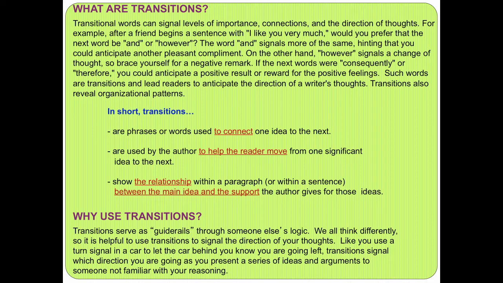Why use transitions? Transitions serve as guide rails through someone else's logic. We all think differently, so it is helpful to use transitions to signal the direction of your thoughts. Like you use a turn signal in a car to let the car behind you know you are going left, transitions signal which direction you are going as you present a series of ideas and arguments to someone not familiar with your reasoning.